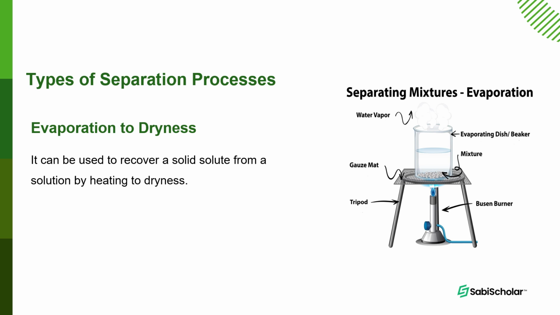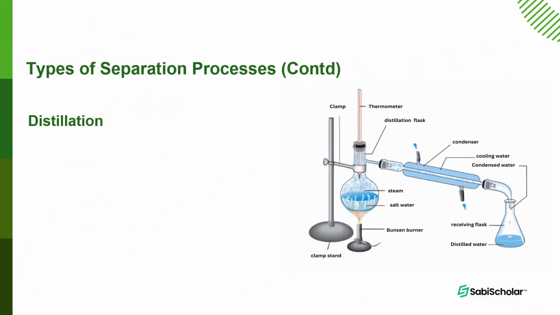You can see in this diagram, we have a mixture, solution of both solid and liquid. Then it is being heated using a Bunsen burner. All right. Then the water vapor goes off, leaving behind our salt in the evaporating dish or beaker. You get what I'm saying, right? Okay. So in this process, we sacrifice the solvent, leaving behind the solutes.